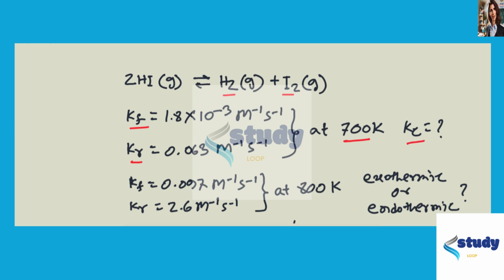And then we are also given the forward and reverse reaction rate constants at 800 K. And from these values, we have to find out if the forward reaction is exothermic or endothermic. So first we'll find the value of Kc. To do that, we have to write down the forward and reverse reaction rates for this reaction at 700 K.